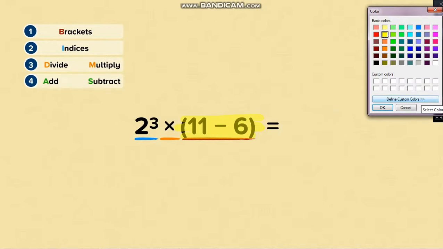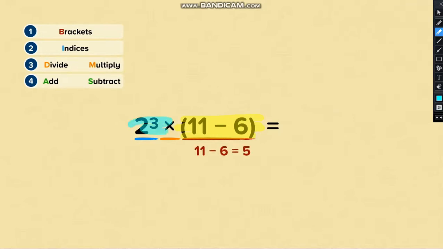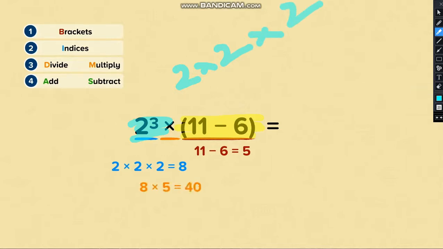So first we solve 11 minus 6 as it's inside brackets. 11 minus 6 is 5. Then we'll find the result of the index number. 2 cubed is 8. Then we multiply the results of both of those operations. 8 times 5 is 40. The answer to this problem is 40.